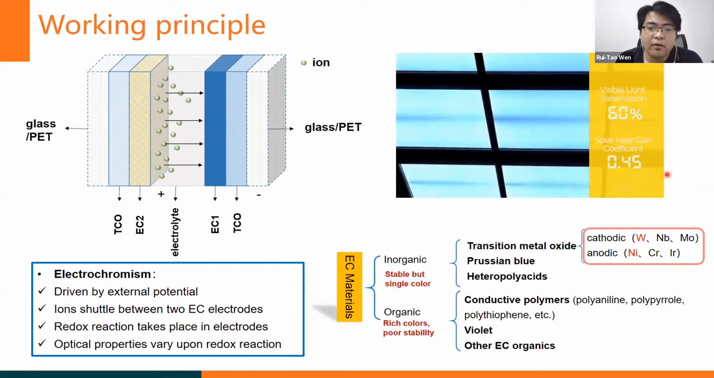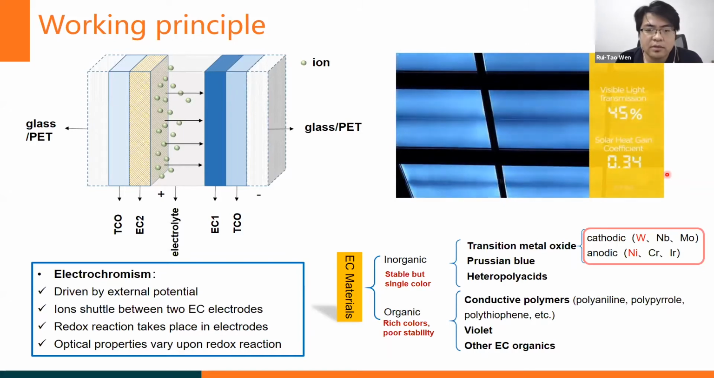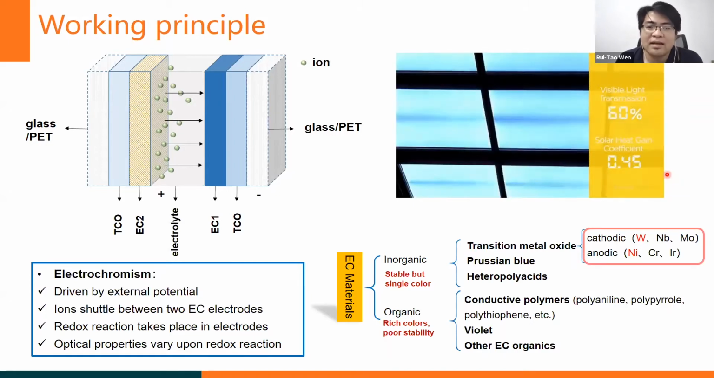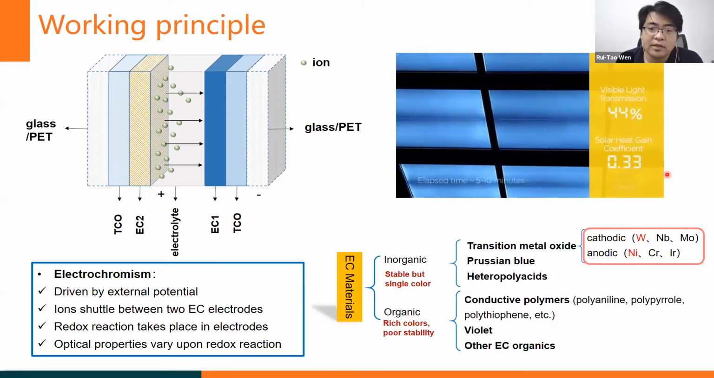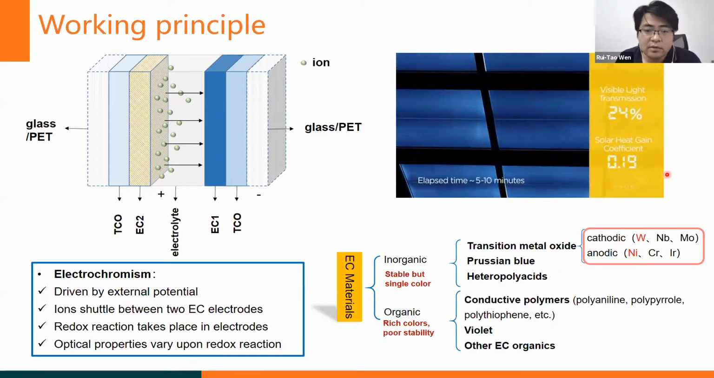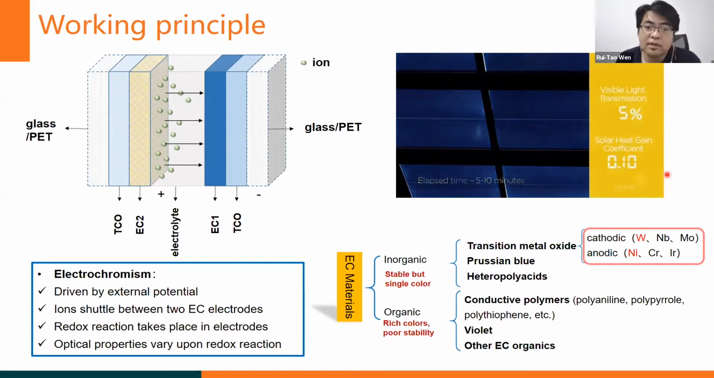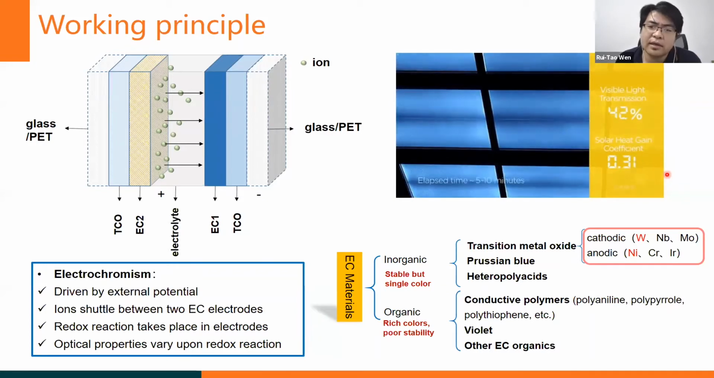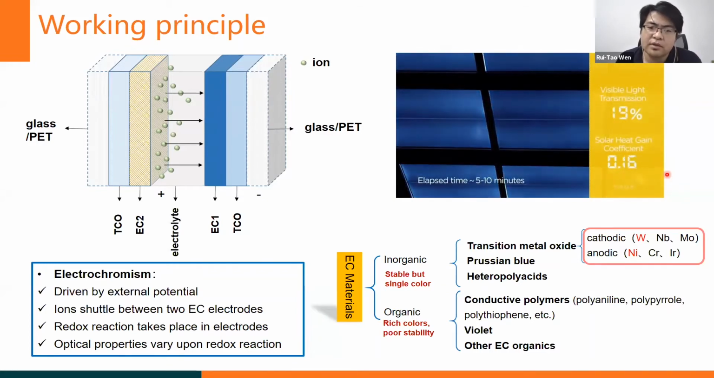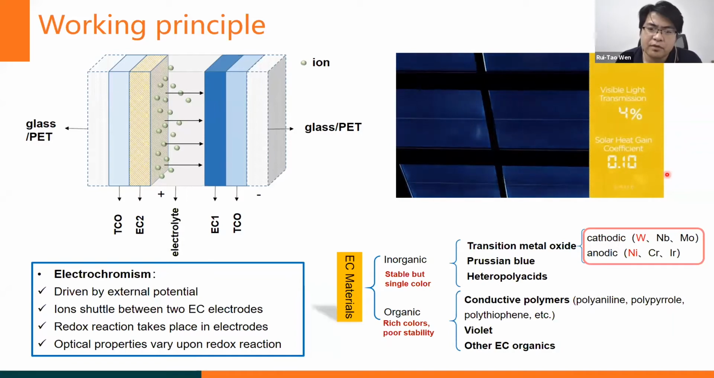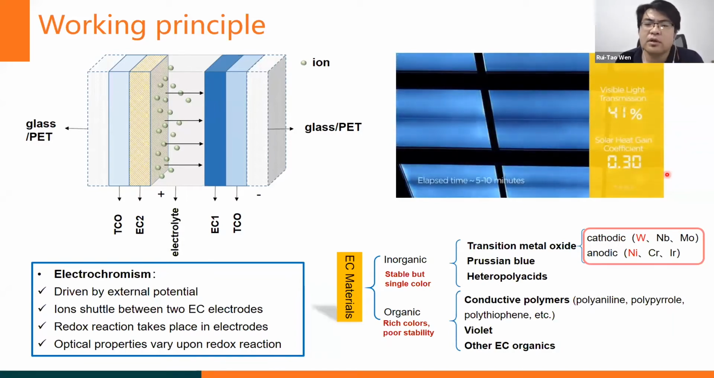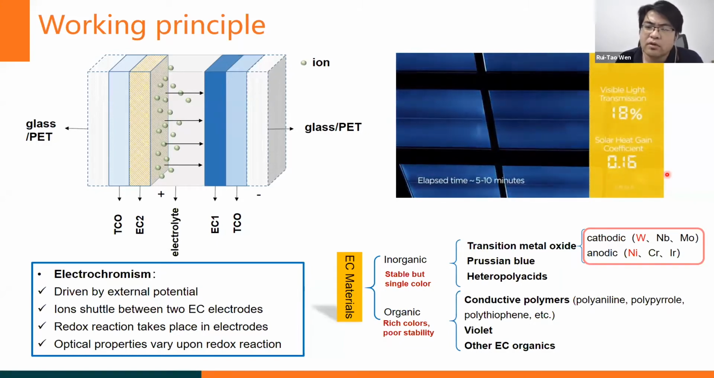For example, organic electrochromic materials have a rich color appearance, but the bad thing is the stability is very poor. Once the sunlight shines on it, it will degrade very fast. The good thing for inorganic materials is that they are much more stable than the organic materials. The bad thing is that they normally only have one or two color appearances, which is different from the organic electrochromic materials. For the inorganic materials, normally we have transition metal oxides.